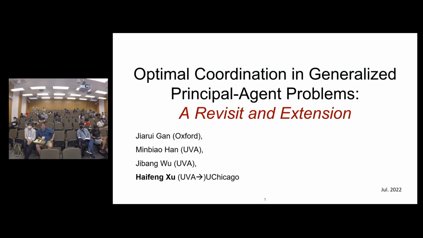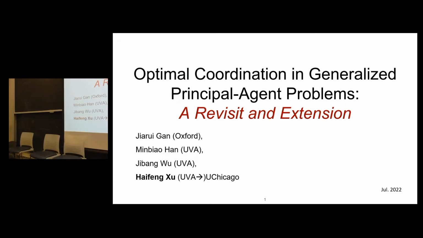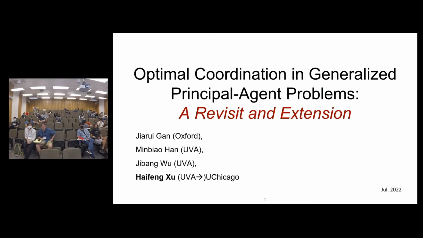Okay, so now we have two more lightning sessions, and these ones are with the really hot off the press research. We're going to start with a talk that was supposed to be given by Jibang. Unfortunately, he couldn't make it, and due to COVID restrictions, Haifeng Xu will now give the talk from Chicago. We're sorry we couldn't have Jibang, but thanks so much for being so flexible. The talk will be about optimal coordination and generalized principal agent problems, a revisit and extension.